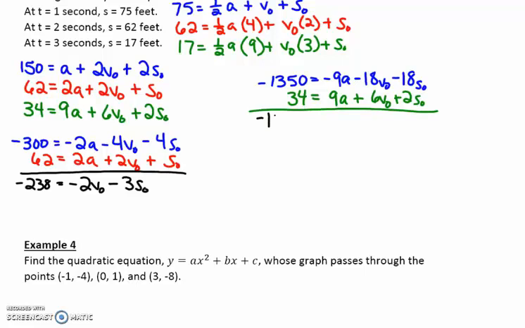We get -1,316. The a's cancel. So we get -12v sub 0 minus 16s sub 0. Okay, so now we have 2 equations that are in terms of v and s. So I'm going to take that one and bring it up here.